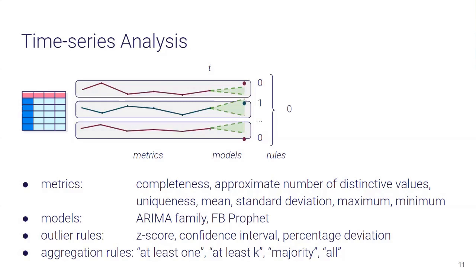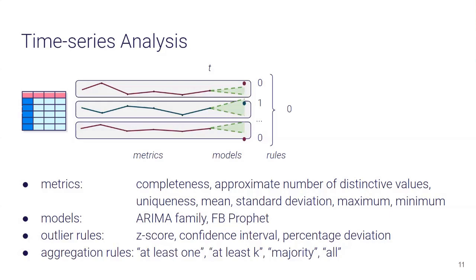As we also needed to consolidate the output of multiple models that were trained on every metric, we also applied aggregation rules. For example, we were classifying a batch as erroneous if at least one model classified the batch as anomaly, or at least K models did. We also tried majority voting and the agreed-by-all-models approach.